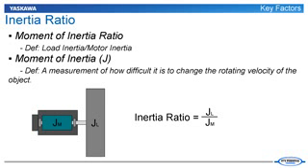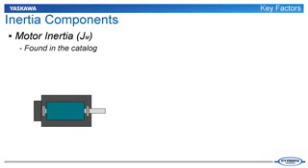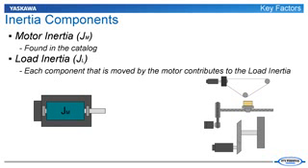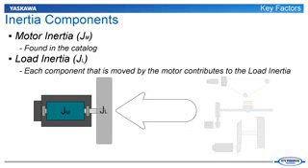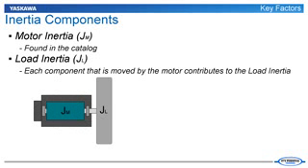When sizing, the moment of inertia is often written with the letter J and is commonly referred to simply as inertia. The motor inertia, Jm, is part of the design of the servomotor and is listed in the catalog. However, the load inertia, Jl, often consists of many components. Each component that is moved by the motor contributes to the total load inertia. The total load inertia is found by using the proper equations for each component.